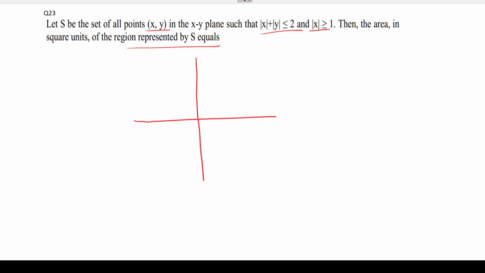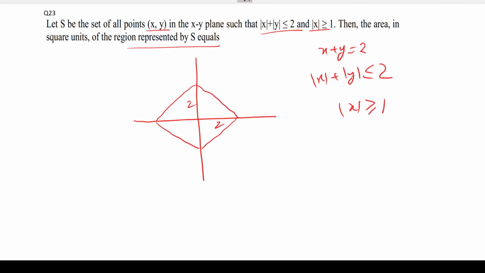For this type of graph, first we draw the graph of x plus y equals 2 in the first quadrant, and then it will be the same in the other quadrants. So this will be 2 here and here. So this will be the graph of mod x plus mod y less than or equal to 2. Now mod x greater than or equal to 1 means x greater than or equal to 1 and x less than or equal to minus 1. So this will be here, this will be here, this point will be (1, 1).